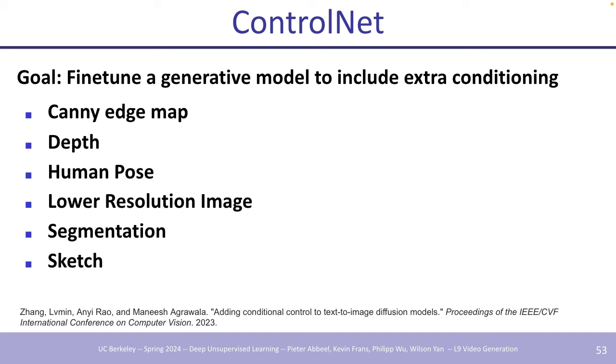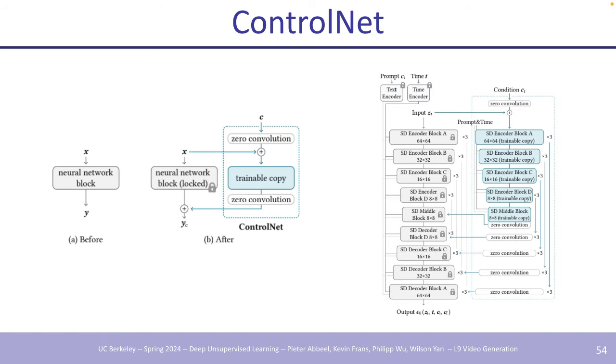And the way ControlNet works, if you've heard of it, is essentially you're just augmenting a pre-trained image or video generation model with extra conditioning capability. So let's say I want to generate an image conditioned on a Canny edge map, or on a depth map, or on human pose, something like that. There are many ways to do it actually, but for ControlNet, the way they do it is they just have two copies of the model.